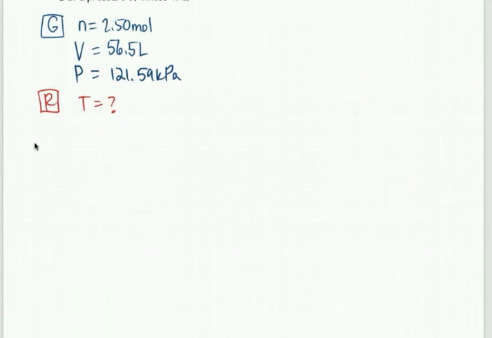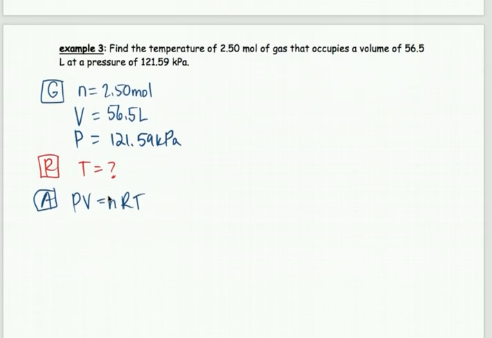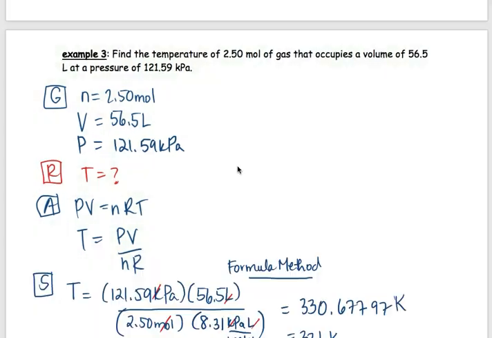All right, so here's the plan. PV equals nRT. Okay, and we have N, we have R, it's a constant, we have pressure. So in order to find temperature, we need to rearrange this equation. So R and N will move over here and be divided away. Okay, so there's our plan. Now we're just going to put it into action here.